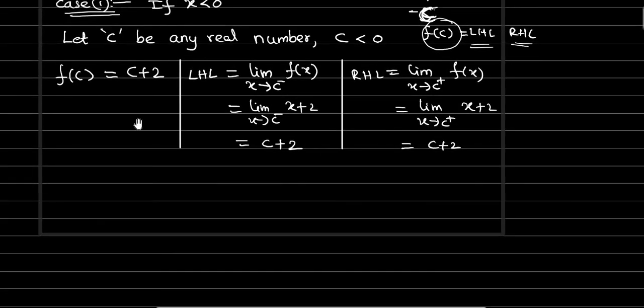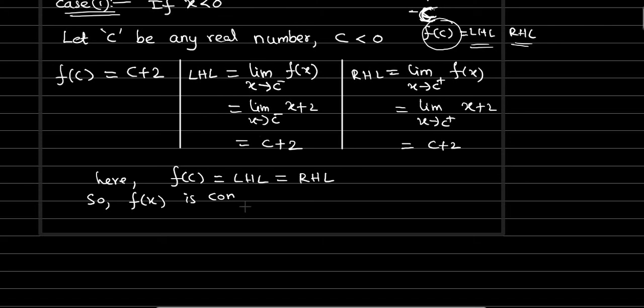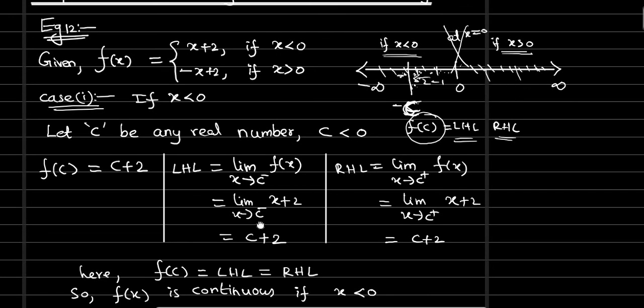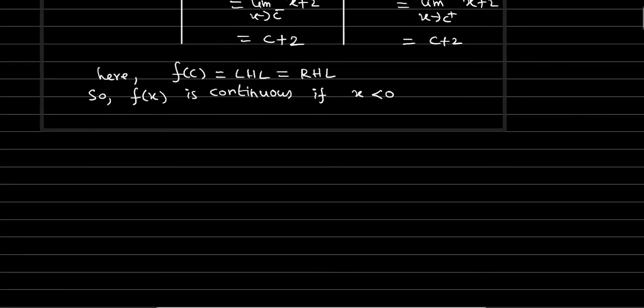Now if you have noticed, the f of c value, left hand limit and right hand limit are the same. Then what can we conclude from this? So f of x is continuous. Where is it continuous? If x is less than 0. Okay, what happens in the other portion? That also we need to test. We will take it as case 2.